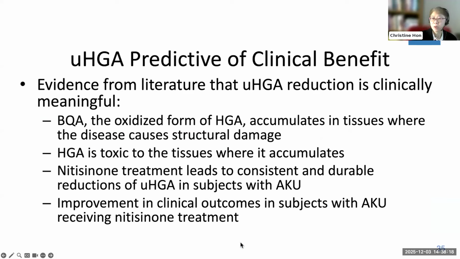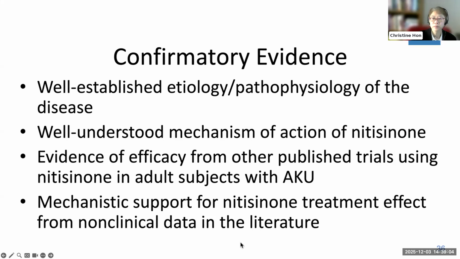In the nitisinone program, there was also one adequate and well-controlled clinical trial. Trial 0076 was a 3-year open-label, randomized, no-treatment control trial in 40 adult patients with AKU. As you can see in the table below, at 1 year, there was about a 90% reduction in urinary HGA from baseline for the treatment group. And the reduction of urinary HGA was sustained over another 2 years. On the other hand, the untreated group had about a 2-fold increase in urinary HGA at both 1 year and 3 years. Next slide, please.